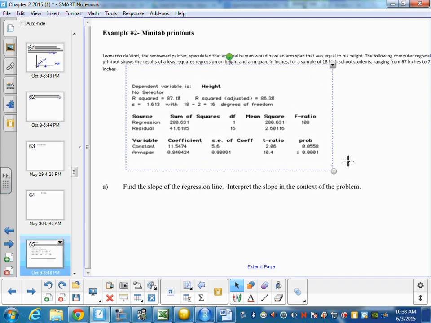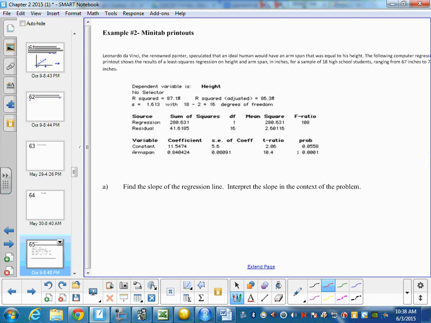This one is about Leonardo da Vinci. He speculated that the ideal human would have an arm span equal to the height. And here's some regression of height and arm span. If you typed the data into Minitab, this is what it would kick out for its regression analysis. We need to figure out what this means.